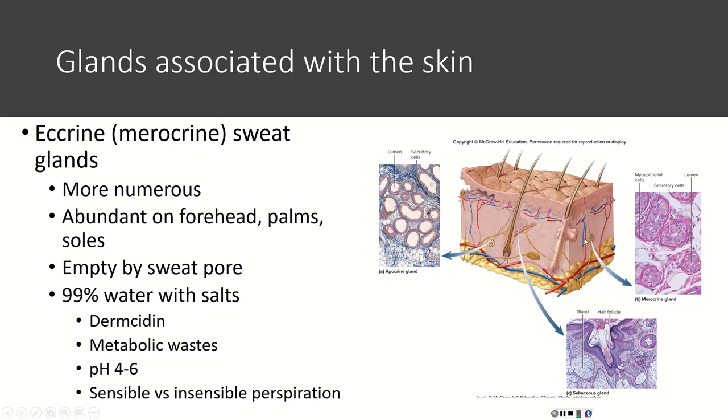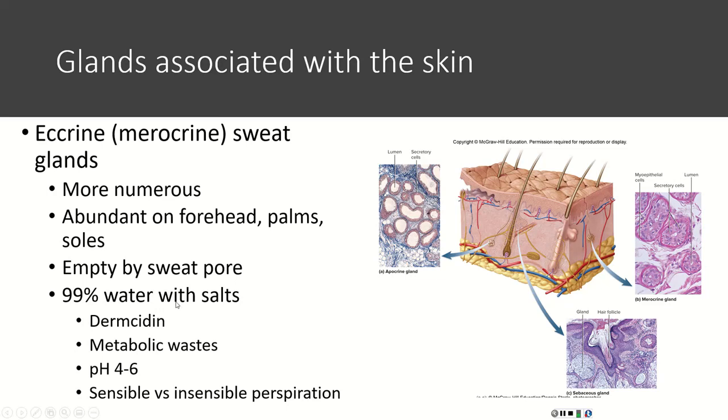So that's what we see over here in this image. The sweat pore is just a tube that goes from the sweat gland up to the surface of the skin. Some of them may sometimes connect to a hair follicle, but most of them empty onto the surface of the skin through a sweat pore.